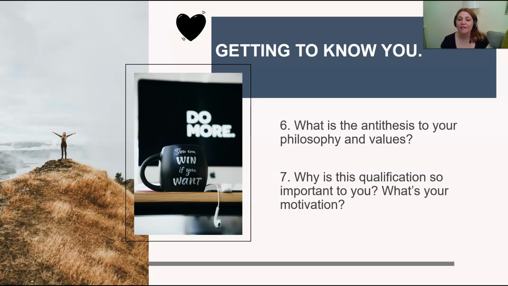Then you might want to consider why this qualification is so important to you. What's your motivation? We have extrinsic motivation, which is focused on getting that qualification, but there's also intrinsic motivation, which relates to proving something to yourself, and others. What is it within that drives you to get this qualification and to do this program of study?